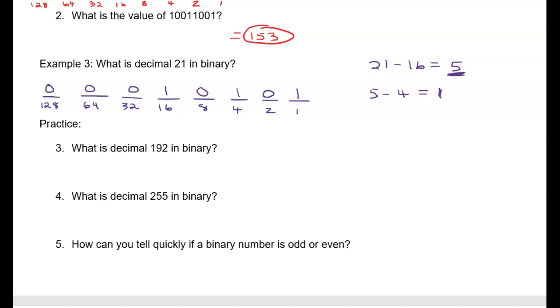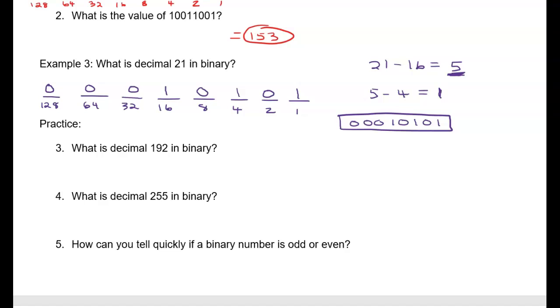And so now I know that the binary equivalent of 21 is 0, 0, 0, 1, 0, 1, 0, 1. And that's because it's 1 plus 4 plus 16. 1 plus 4 is 5, plus 16 is 21. So if I add all those up, that's what I get. And so this is my answer for example 3.